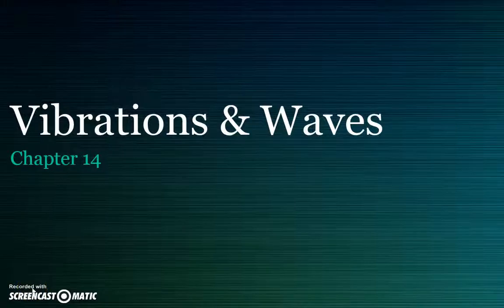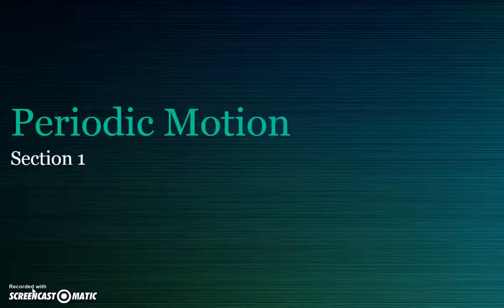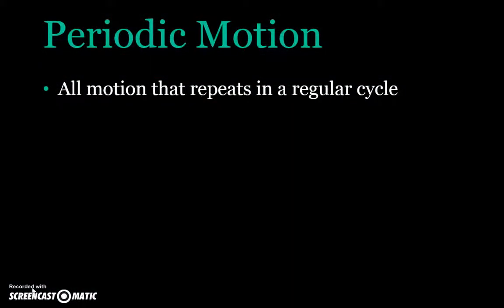Chapter 14, Vibrations and Waves. Section 1 is about periodic motion. So what is periodic motion? Periodic motion is any motion that's going to repeat in a regular cycle or at a regular time interval.